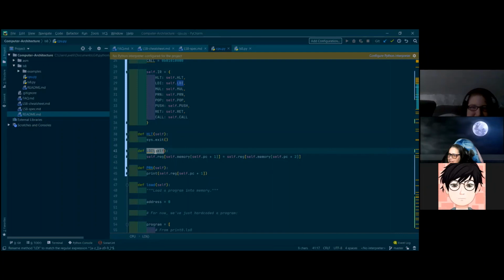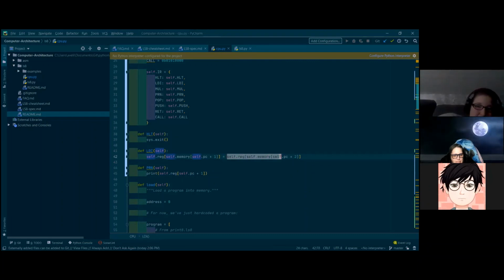LDI. It says LDI load immediate, store a value in a register, or set this register. So it takes our register at our memory location of wherever we're currently at, plus 1. And then we just shift it one over. That's pretty much it. That's all we're doing.